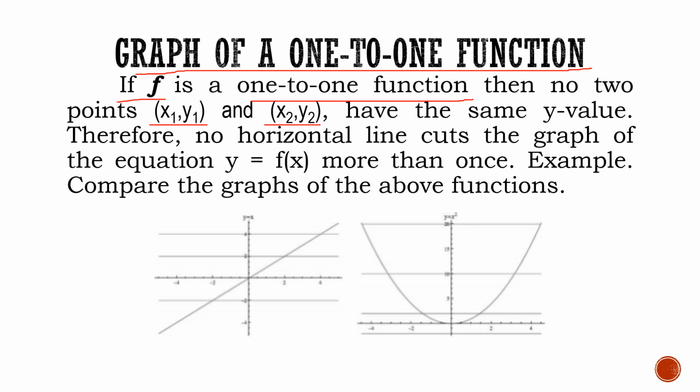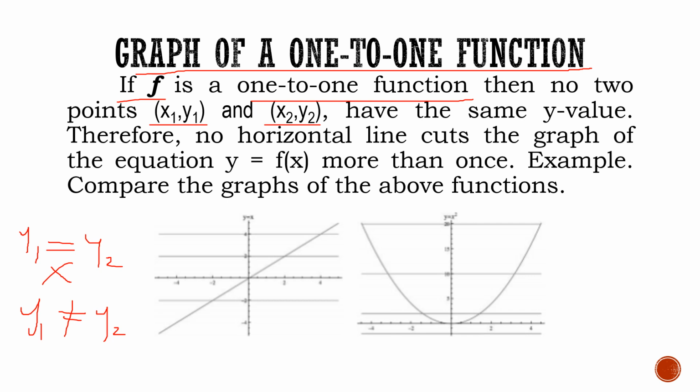For example, if we consider point 1 and point 2 in a one-to-one function, there is no such thing as y sub 1 equal to y sub 2. That would be an error. It should be y sub 1 is not equal to y sub 2. So there is no such thing as repetition of y value in a one-to-one function. The same thing with your x.